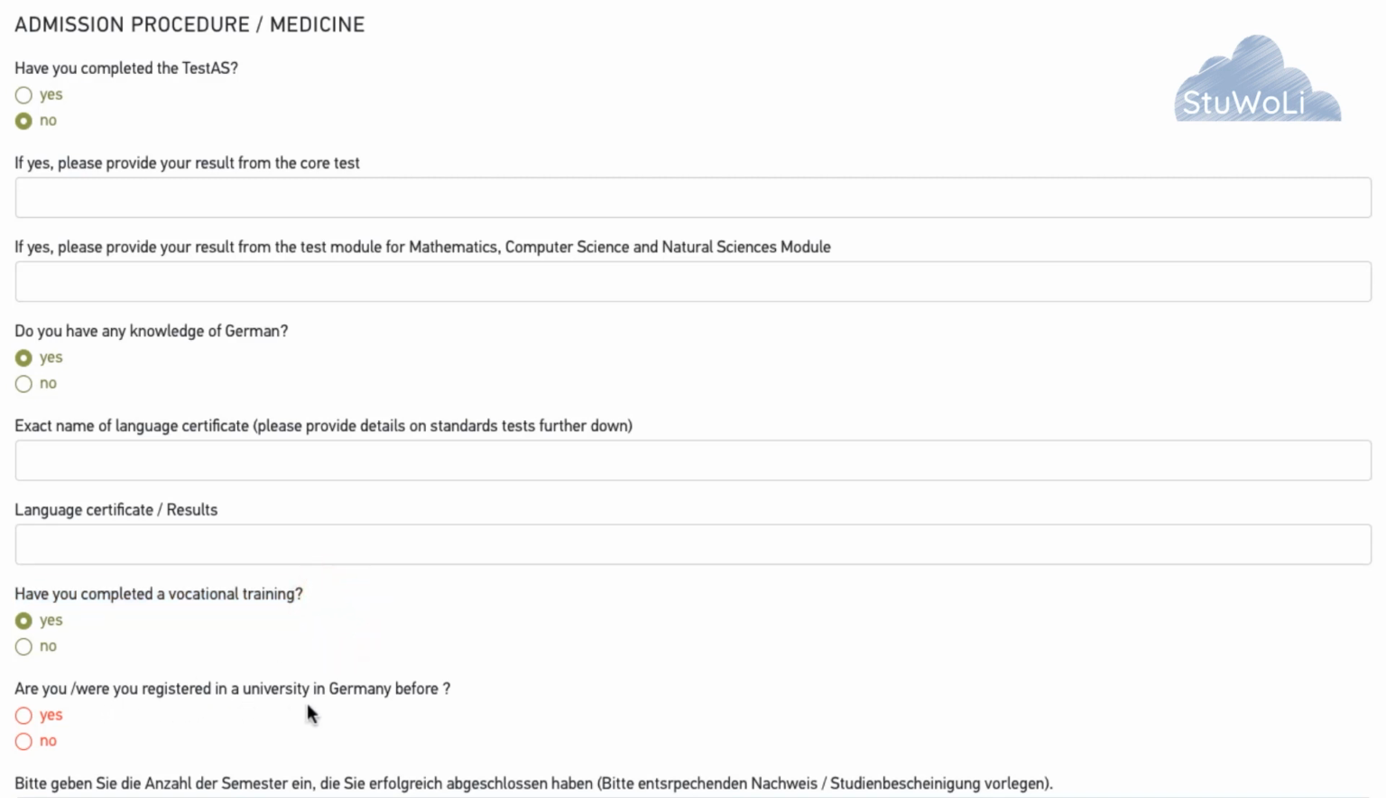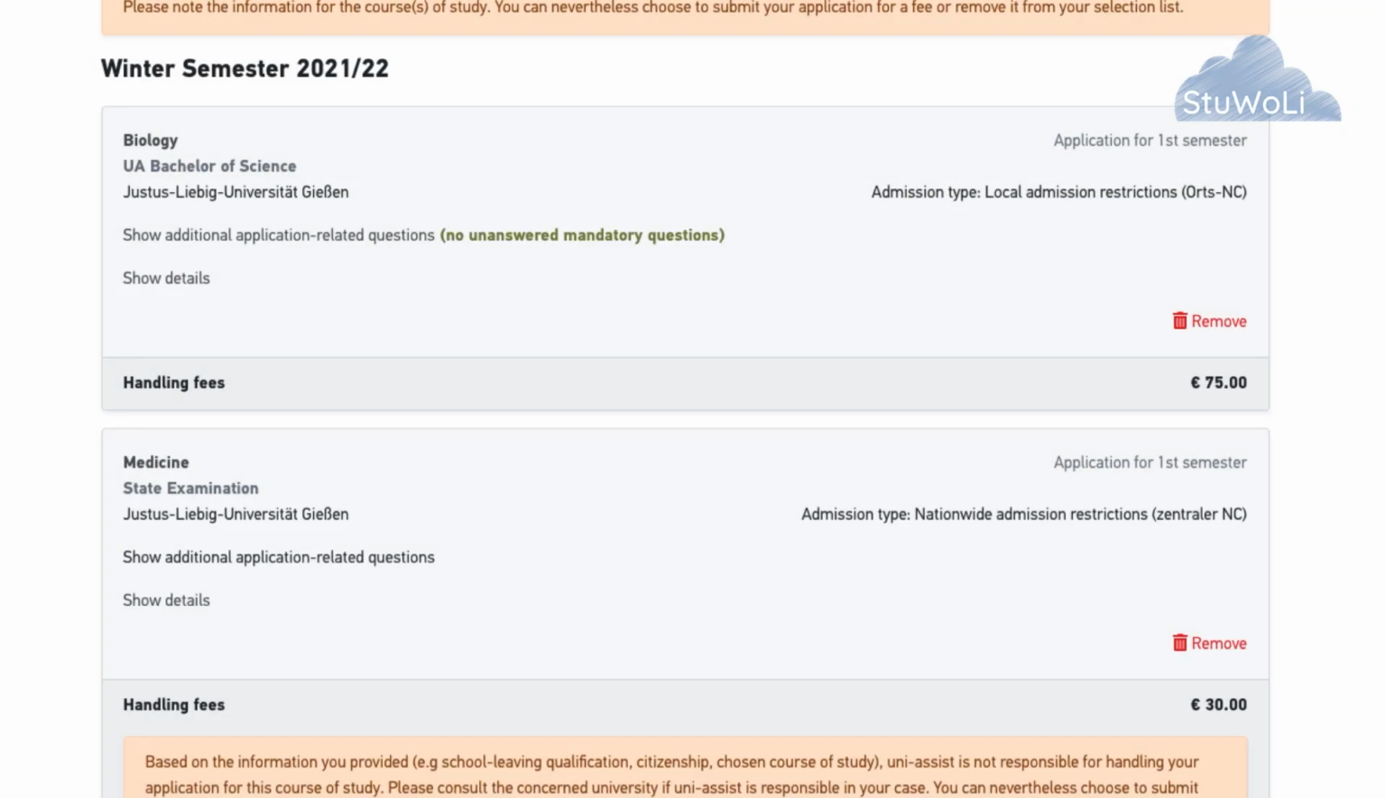Are you registered in a university in Germany before? Were you? Okay, they basically don't want you to start one program somewhere else and then switch to the medicine program. But again, if you're going to Studienkolleg, the answer to this question is, I assume, no, right? There you go. We have these, save.